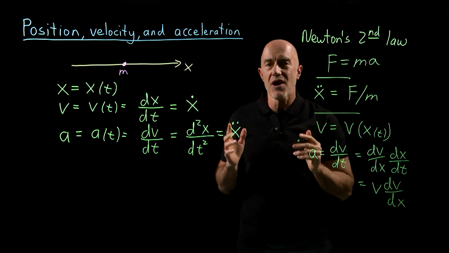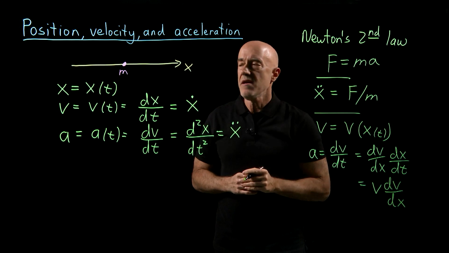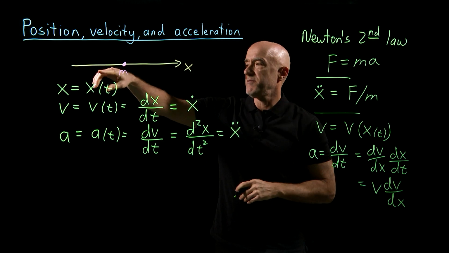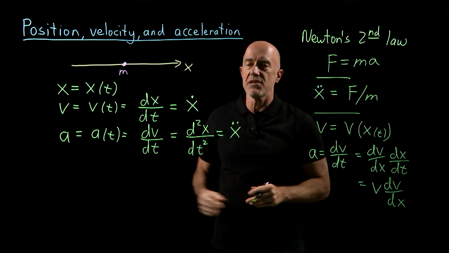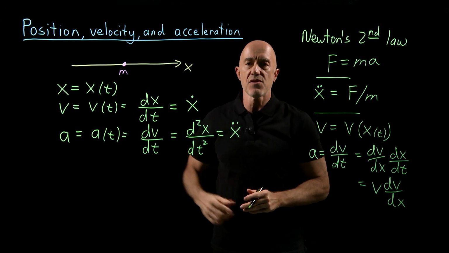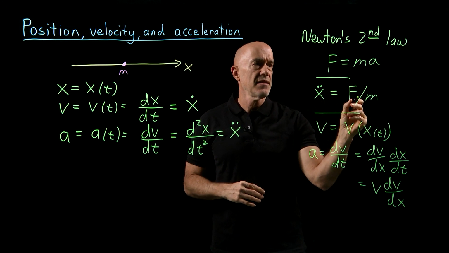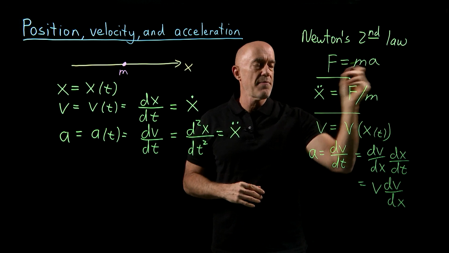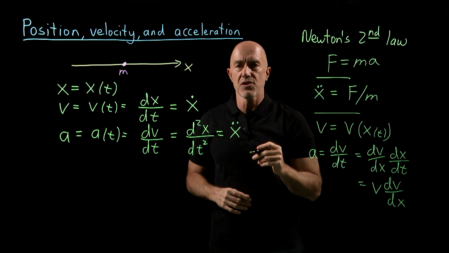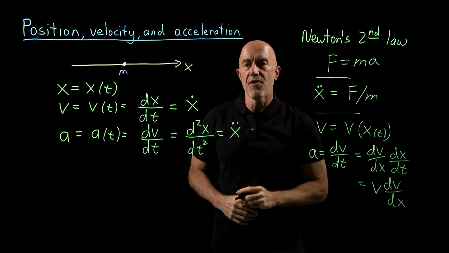So let me summarize. Newton invented the calculus to do physics. Basic to physics is being able to compute the position of the mass, the velocity of the mass, and the acceleration of the mass. The acceleration of the mass from the equation F equals ma gives us a differential equation, which is x double dot equals F over m.